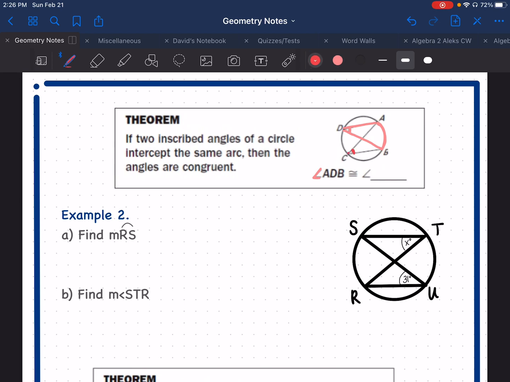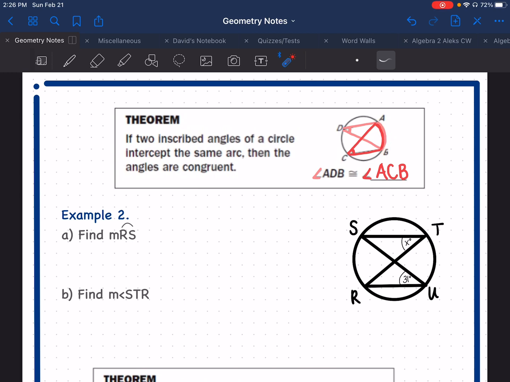Well, here's my other angle. Let's go ahead and make its chords. There we go. Notice it is also intercepting this arc A to B. Let's go ahead and name that angle. It would be ACB. These two angles have to be the same because, as you can see, they are intercepting the same arc.